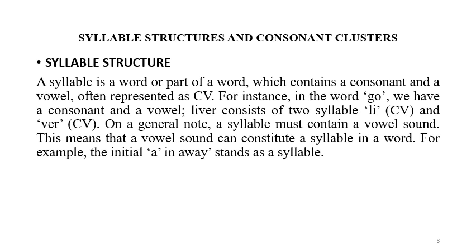On a general note, a syllable must contain a vowel sound, which is called a nucleus. That is, for a syllable to exist, there must be a vowel sound, which is called the nucleus of it. This means that a vowel sound can constitute a syllable in a word. For example, the initial a in away. The a here stands as a syllable. That is what I mean by a pronunciation unit.